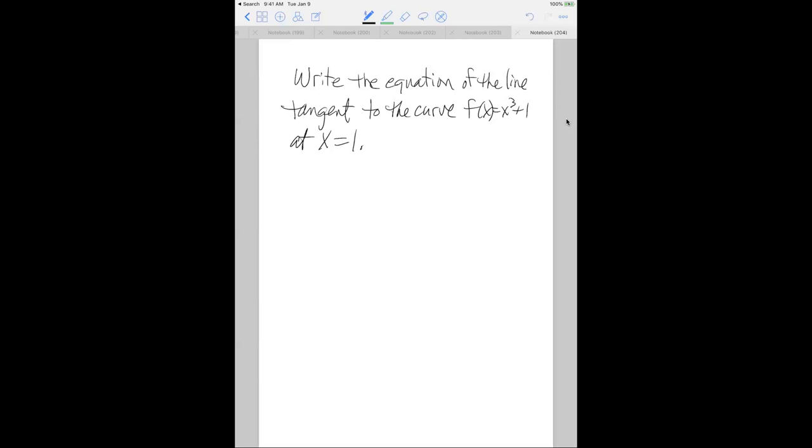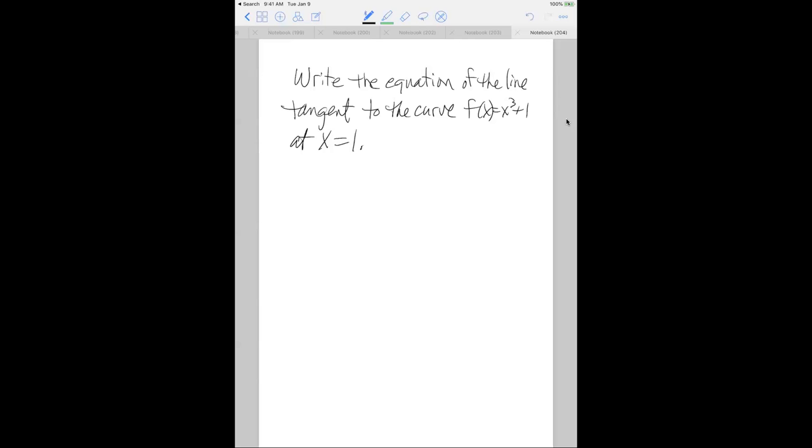Okay. One other question I'm going to ask of you on the final is going to ask you to write the equation of a line that's tangent to the curve that's given at a particular point. And I would like to just go through an example of one of those right now. So let's go to, I'm going to get back to the iPad and go from there.